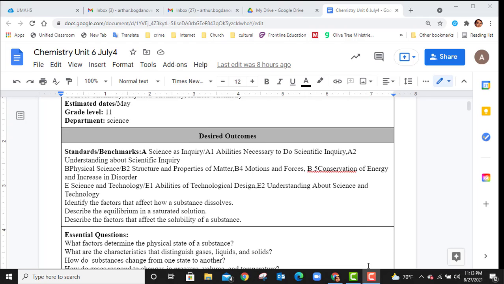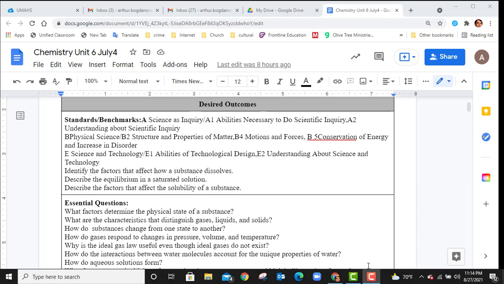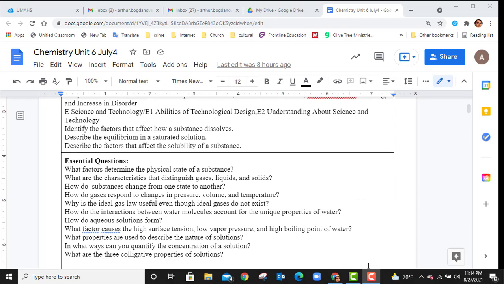And desired outcomes associated with these would be to identify the factors that affect how a substance dissolves, describe the equilibrium in a saturated solution, and to describe factors that affect the solubility of a substance. What I think is most useful in a lesson plan that's ready to use is the essential questions, and you see those there, and it's about different things about solutions.